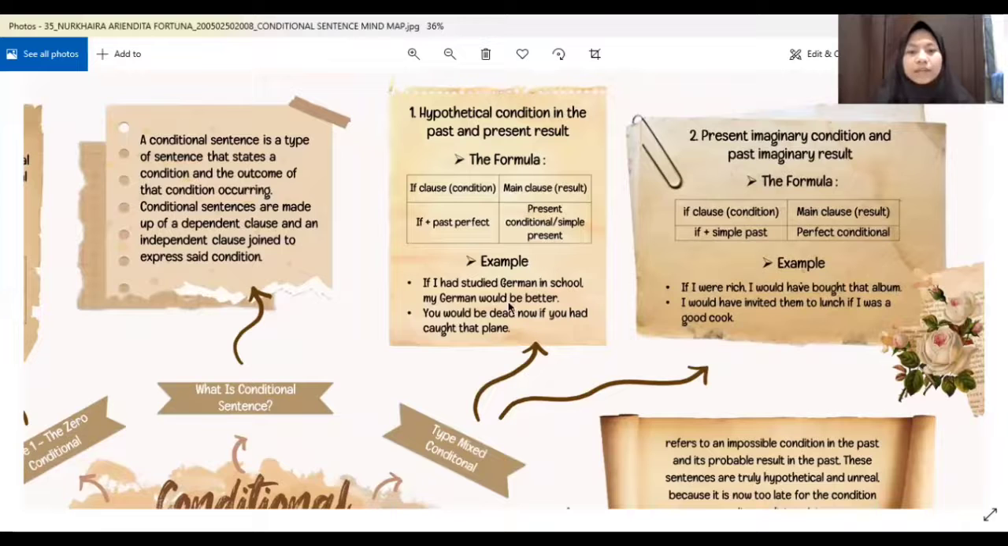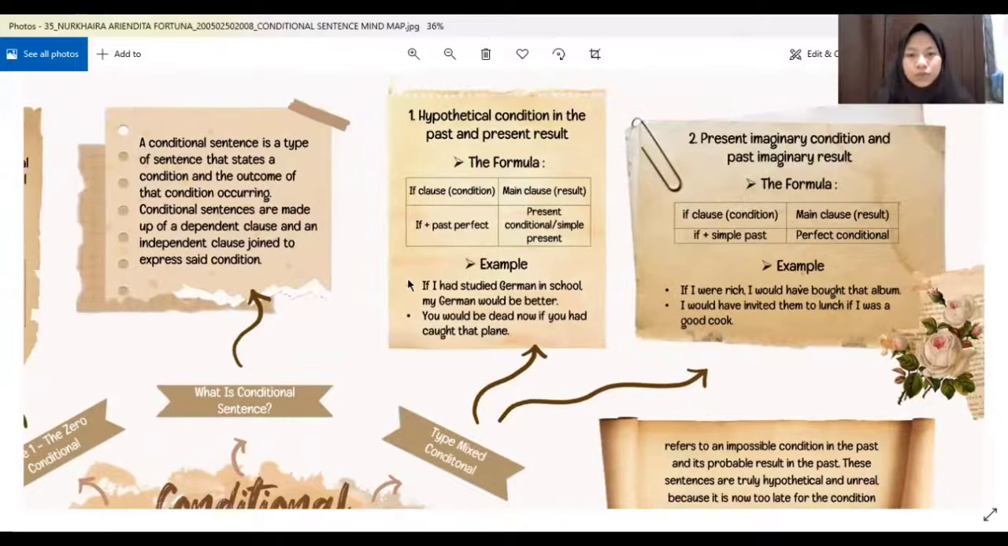As the example, if I had studied German in school, my German would be better. So here is the if clause that uses past perfect. We can see had here. It is a mark of the past perfect. And then here, my German would be better. It is the result, and it is a present condition, and we use the simple present.